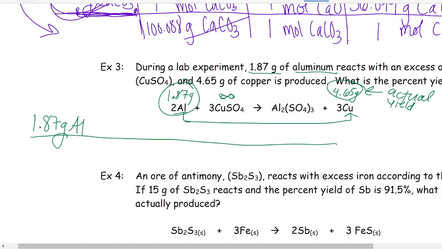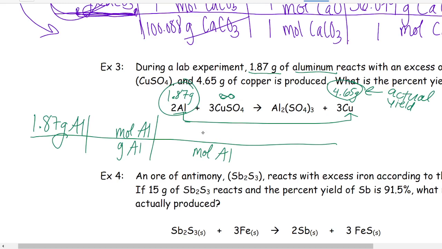So based on this amount of aluminum, I'm going to bring grams of aluminum to the bottom and moles of aluminum to the top. Let's just set up the whole thing first, and then we'll go back and calculate molar mass. So I'll bring moles of aluminum to the bottom. How do I know I'm going to bring that down? Is it helping me at all to bring it down? Yes, because it will cancel it out.